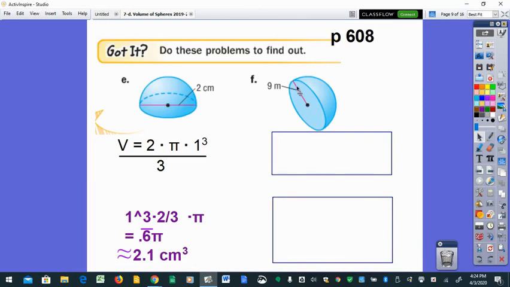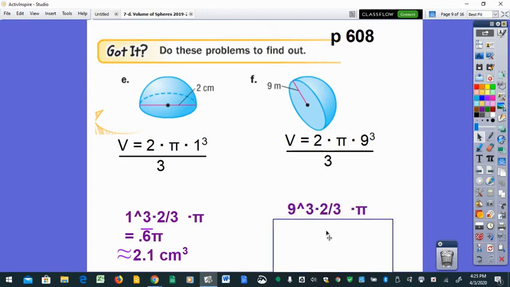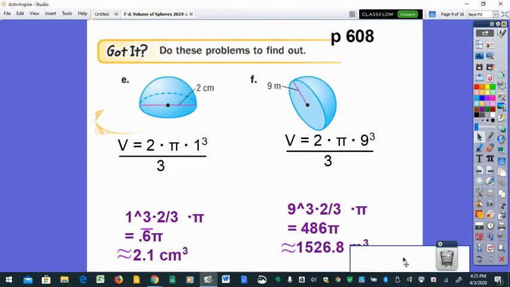When we come over here, we're kind of feeling good because they gave us the radius. So when we go into our hemisphere formula, we don't have to change that 9 because it's already the radius. 2/3 times pi times the radius to the 3rd power. Radius cubed times 2 divided by 3. That's what you're going to do in the calculator. Hit enter, and you should be seeing 486 pi. Multiply it by pi, and the volume of this hemisphere is about 1,526.8. Did you remember your units, meters, and did you put it with the power of 3?